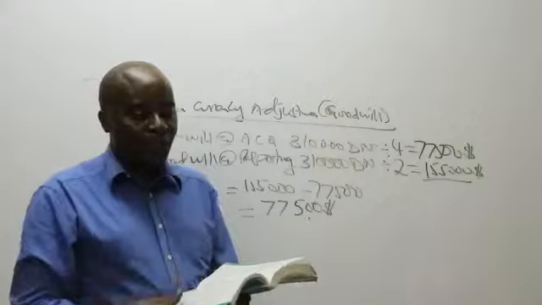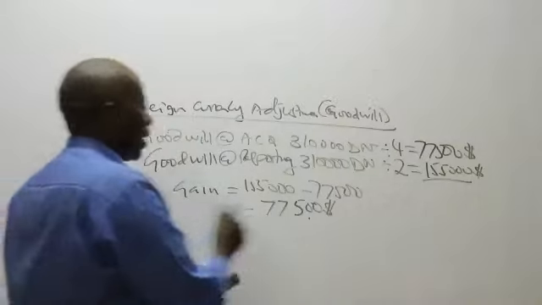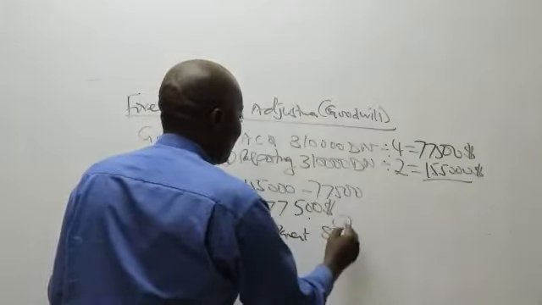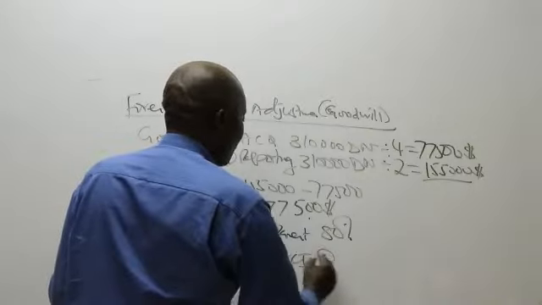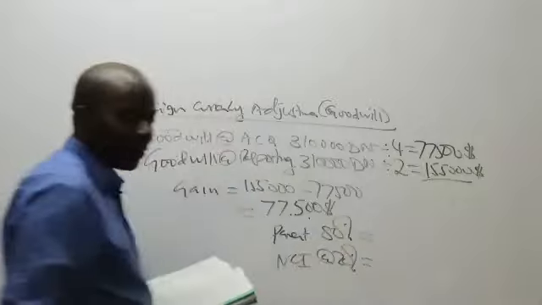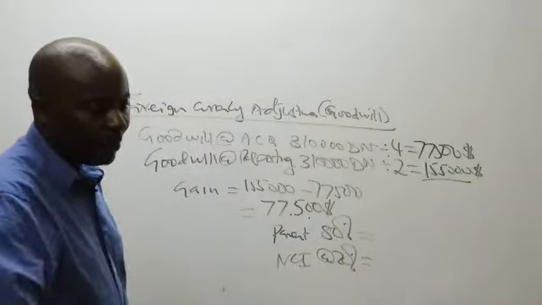We share out, isn't it? We share out. So we share out the parent. Parent will be 80%. NCI will be 20%. I'm almost home. So 80% of this, 20%. Please give me these figures. I'm finishing.